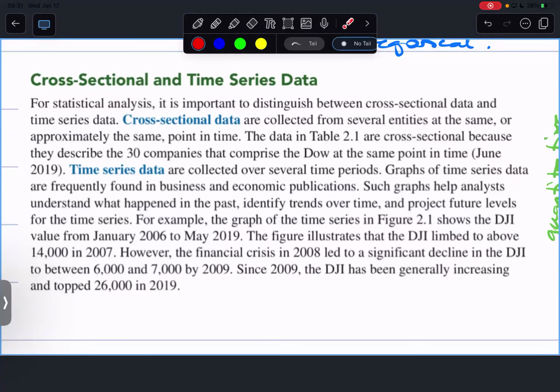Some terminology: we can talk about cross-sectional data, which is exactly as it sounds, a cross-section at a certain point in time. Time is involved, but for time series, the data are collected over several time periods. Whereas for cross-sectional data, everyone is observed at the same point in time. Just some terminology.